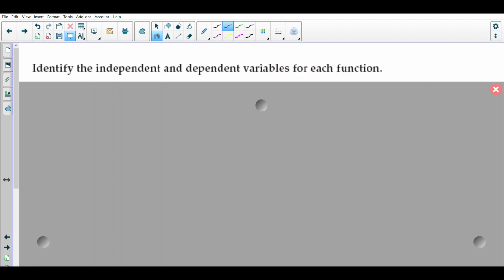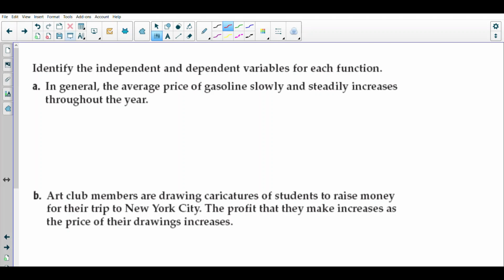Okay, so now identify independent and dependent variables. Now keep in mind, independent variables are something that you want to look at as we control, what you can control. You get to choose what it is, and the dependent is what it's affected. Okay, so let's look at A. In general, the average price of gasoline slowly and steadily increases throughout the year. So if we think about it, which one can we control? Do we control the gas, or can we more think of the time of year? If we set a price, does that make the time of year? Or if we choose the time of year, does that mean we are looking at the price? So we got to keep that in mind.